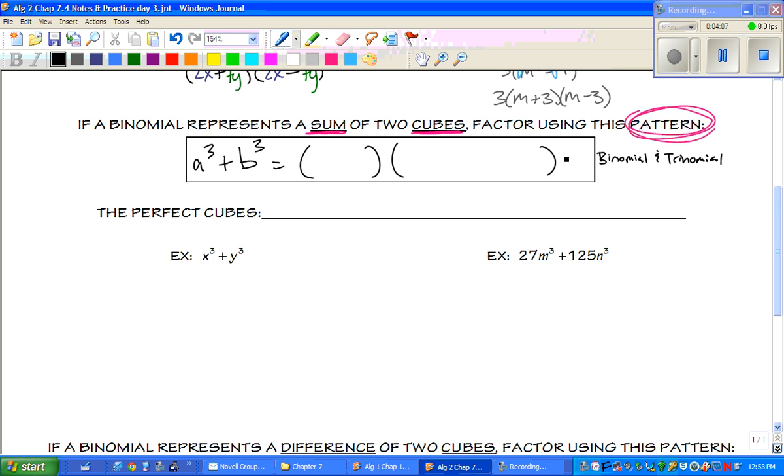Now the way this works is it's going to be a plus b, and then it's a squared minus ab plus b squared. And that's just the pattern. Just know that it goes plus, minus, plus. This is going to be one of the things that we're just going to have to memorize. Just memorize the pattern. We've got to get used to it.